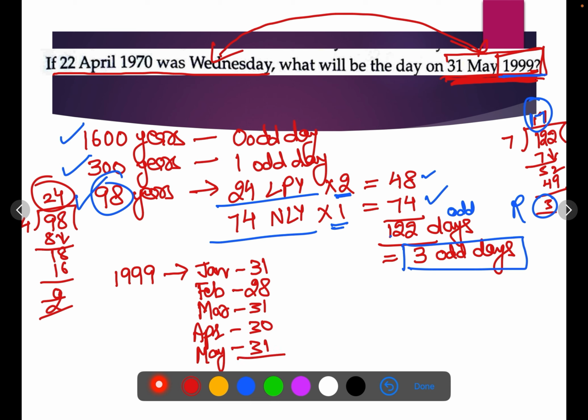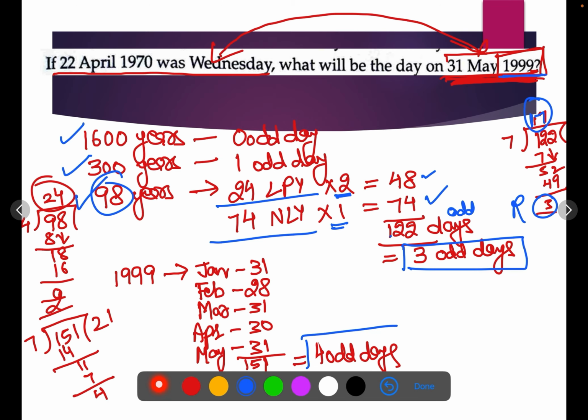What is the total? This comes out to be 151. So again 151 divided by 7: 7 times 2 is 14, remainder 1, bring down 1, 7 times 1 is 7. What does it give me? 4. So there are 4 odd days. So 151 is 4 odd days.